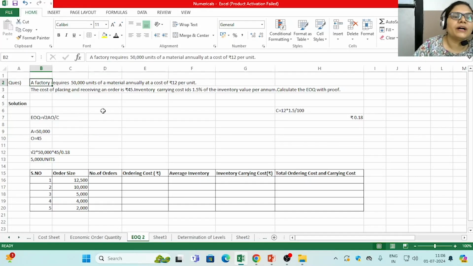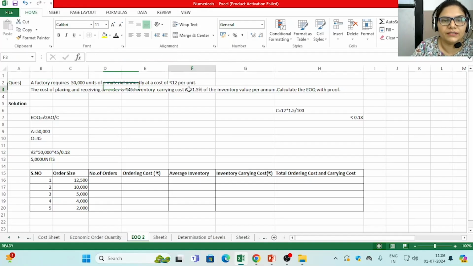Let's go with the question. A factory requires 50,000 units of a material annually at a cost of rupees 12 per unit. The cost of placing and receiving an order is rupees 45. Inventory carrying cost is 1.5% of the inventory value per annum.